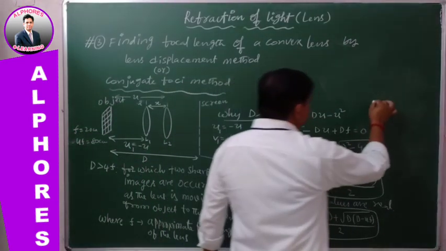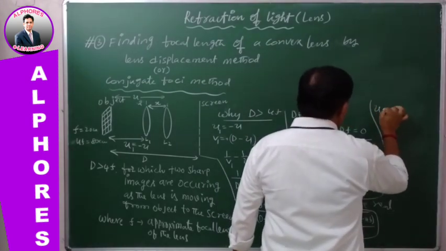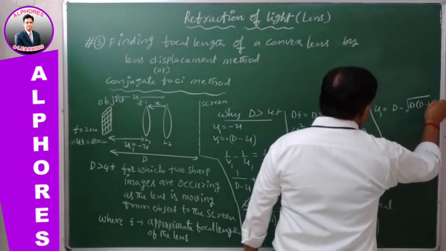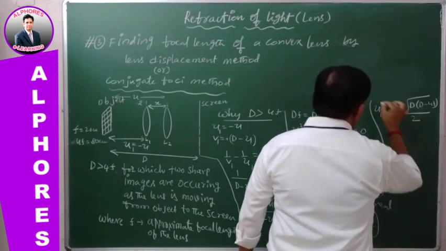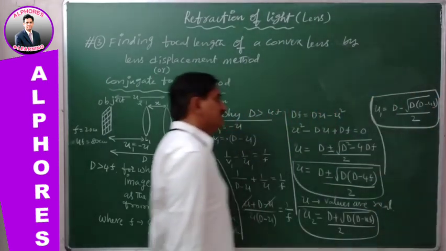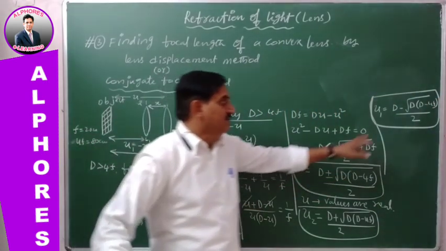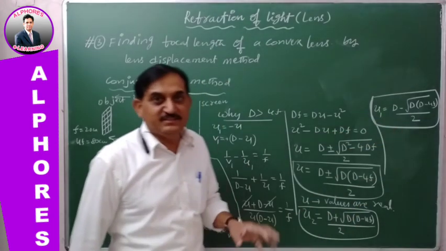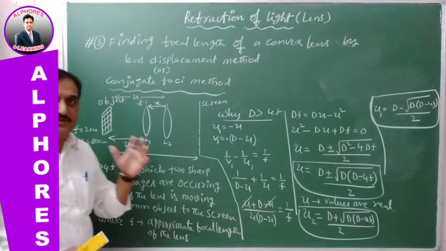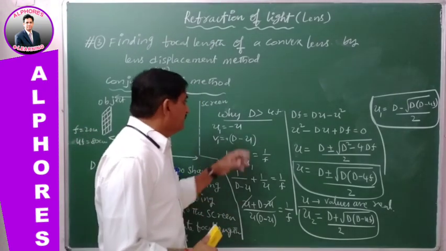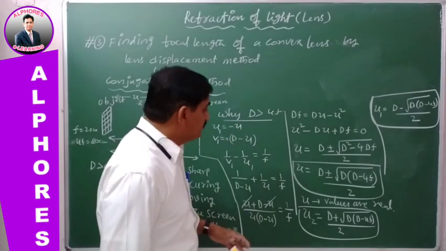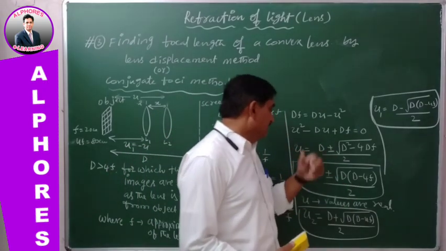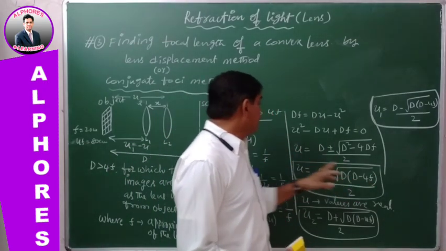Now one more distance is u1, that is equal to d minus root over d into d minus 4f, by 2. So this is the minimum distance of the object, the initial position u1, and this is the final position of the object, for which we are finding the sharp images on the screen. So here d is greater than 4f, it is possible to get two square roots, that is u1 and u2. Two values are obtained because d is greater than 4f, it is real.